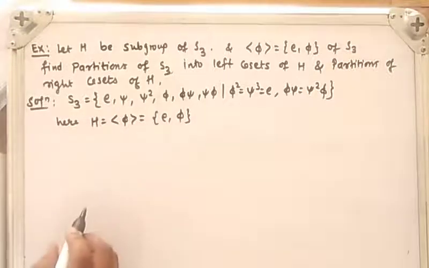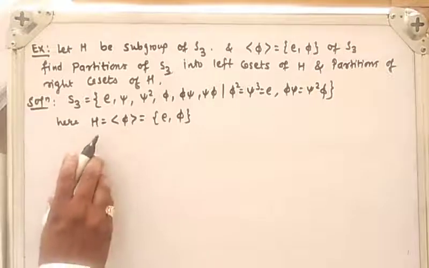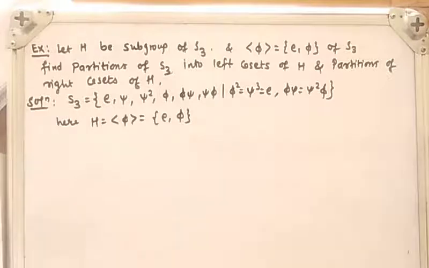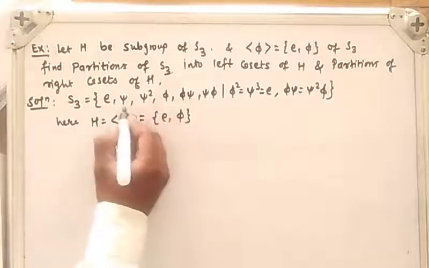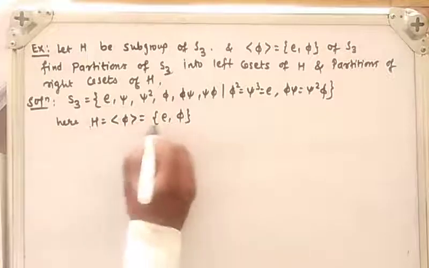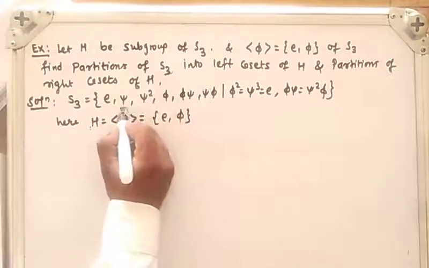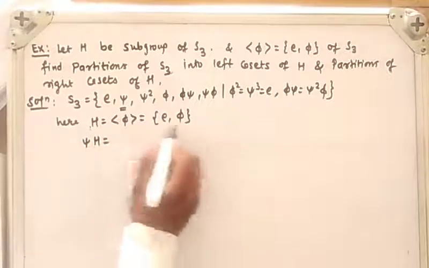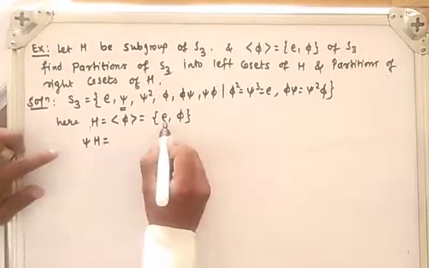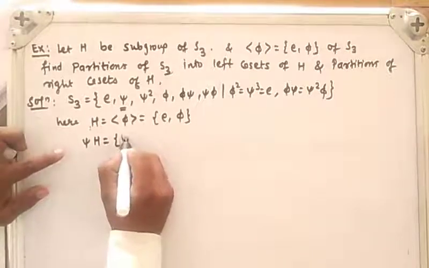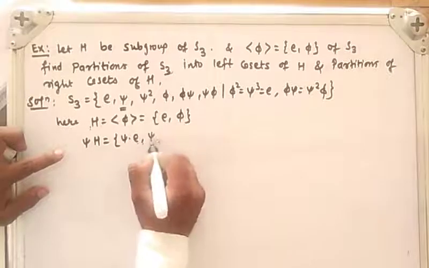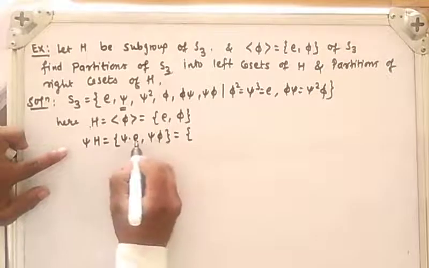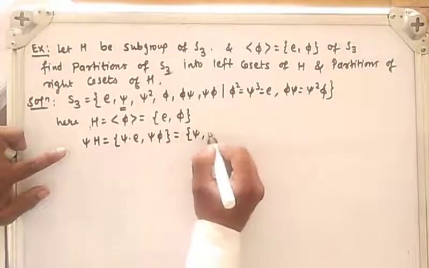Now find the left cosets of H. So H is equal to {identity, phi}, it is itself one coset. Now for the next coset, if I multiply by identity, then we will get it as it is. Now for the next element we multiply by psi. So psi into H, multiplying on the left, we get psi into identity and psi into phi. After solving this, psi is on the left-hand side, so psi into identity will be psi, and psi into phi.